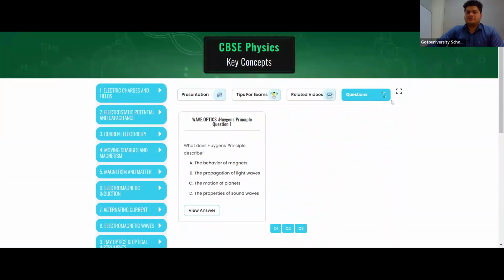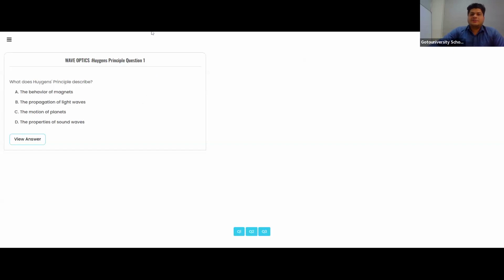Let's do some questions based on this. The first question: what does Huygens principle describe? The options are behavior of magnet, the propagation of light wave, motion of planets, or properties of sound wave. Which will be the right answer? Anyone? Yes, the right answer is propagation of light wave.